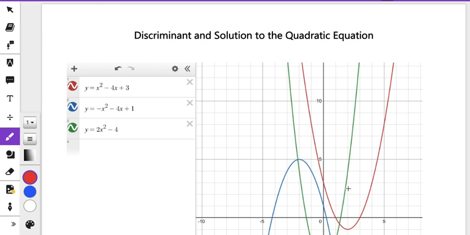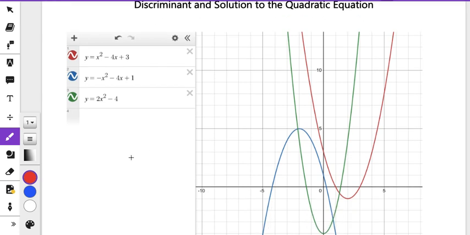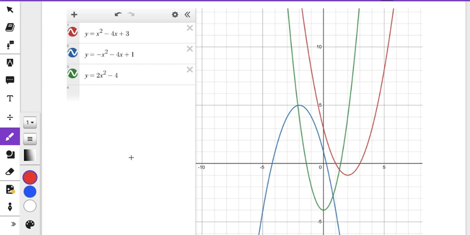Hello everyone, welcome back. In this video, we are going to have a quick discussion regarding some features of quadratic functions graphs. Let's quickly check the first example. We have three graphs here with their equations on the left side. You can pause the video to see what kind of features you notice.